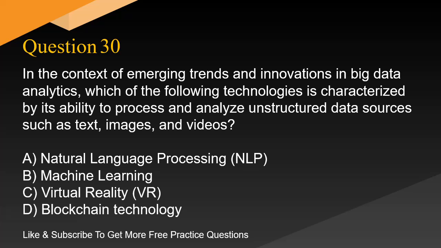Question 30. In the context of emerging trends and innovations in big data analytics, which of the following technologies is characterized by its ability to process and analyze unstructured data sources such as text, images, and videos? A. Natural language processing, NLP. B. Machine learning. C. Virtual reality, VR. D. Blockchain technology.